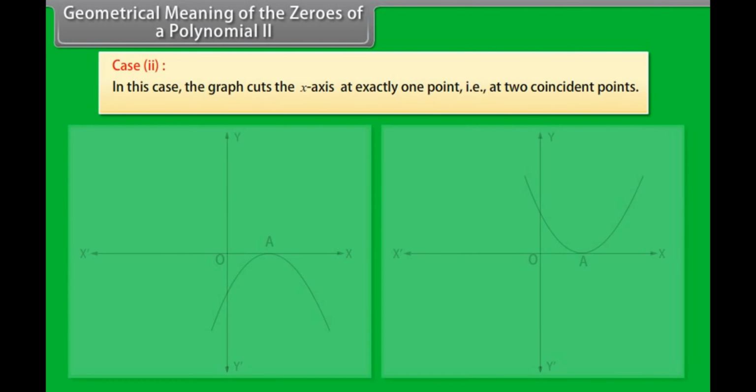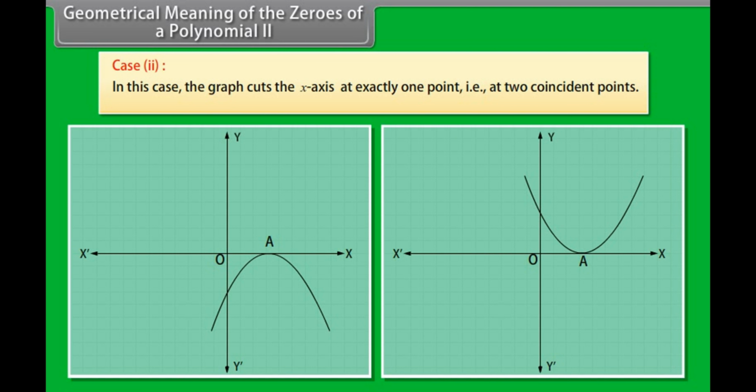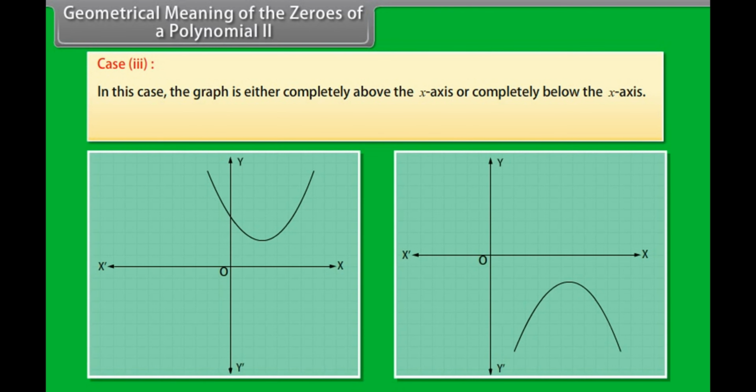Case 2. In this case, the graph cuts the x-axis at exactly one point, that is, at 2 coincident points. The 2 points A and A dash of case 1 coincide here to become one point A. Case 3. In this case, the graph is either completely above the x-axis or completely below the x-axis. It does not cut the x-axis at any point. The quadratic polynomial ax square + bx + c has no zero in this case.